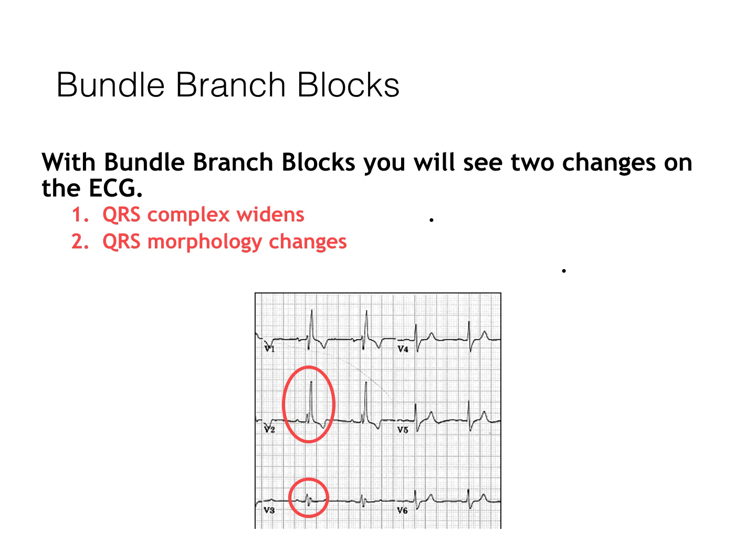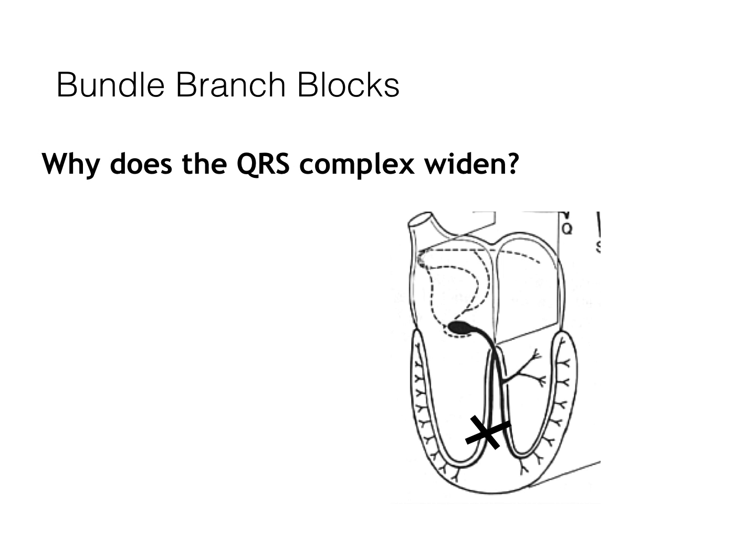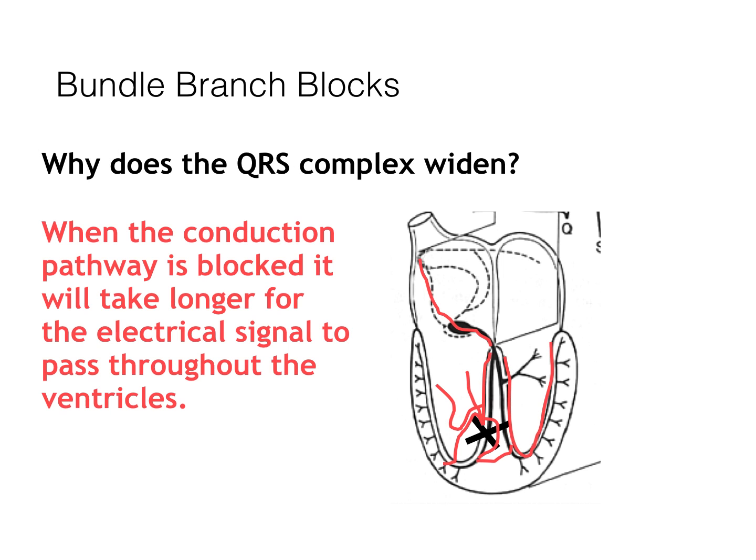With bundle branch blocks, you will see two changes on the ECG: either the QRS complex widens or the morphology of the QRS complex changes. Why does the QRS complex widen? When the conduction pathway is blocked, it will take longer for the electrical signal to pass through the ventricles.